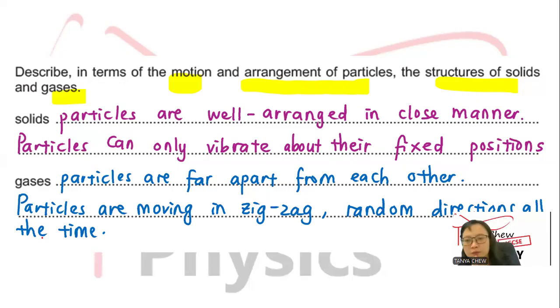Vibration means you move a little bit to the left, a little bit to the right, a little bit upwards, a little bit downwards. That is what we call vibration. And you have to go back to your original position. Move, go back, move, go back. That is what we call vibration. Whereas for gas, the particles are very far apart from each other and the particles can move. The gas particles move in zigzag motion, in random directions all the time. That is how you describe.